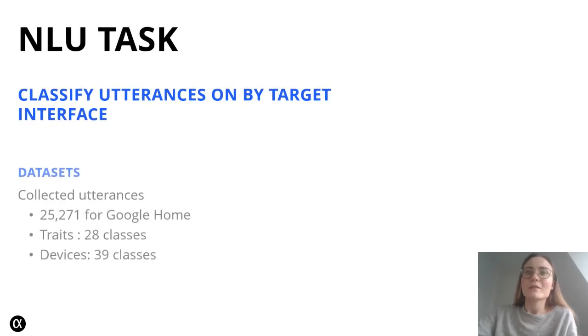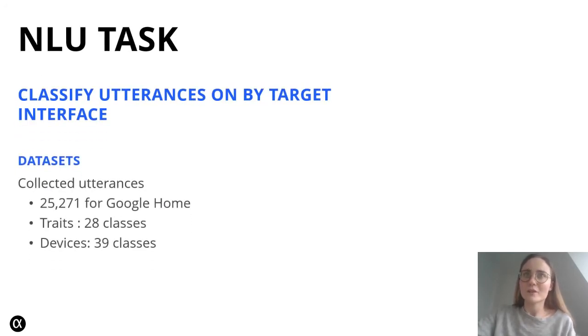The classification task consists in extracting the target interfaces correctly. In this presentation, we will take Google Home as an example, but we also perform the same experiments on Alexa, and you can find more details in the paper. We collected for Google Home 25,000 utterances from the App Store, and we manually labeled them for traits and devices based on the documentation and example utterances that they provide for each interface. In total, we have 28 traits and 49 devices. And in our experiments, we report the accuracy over all classes.